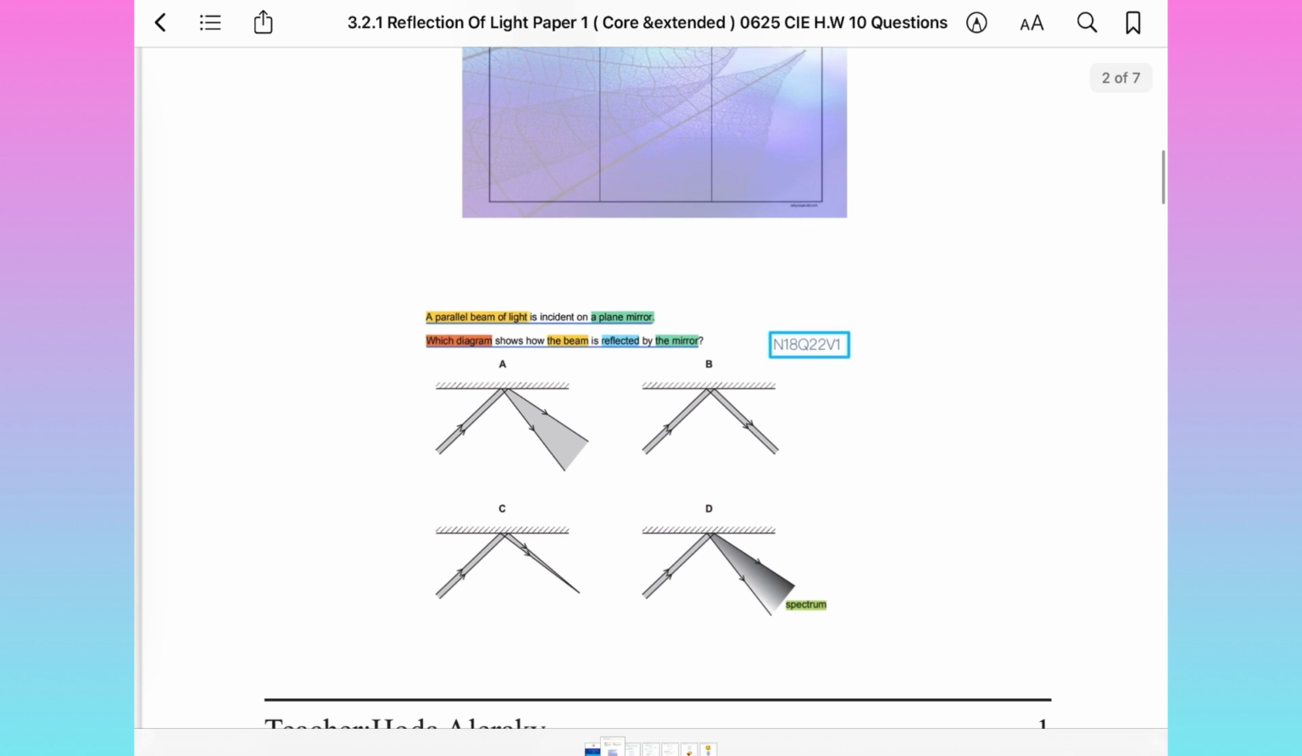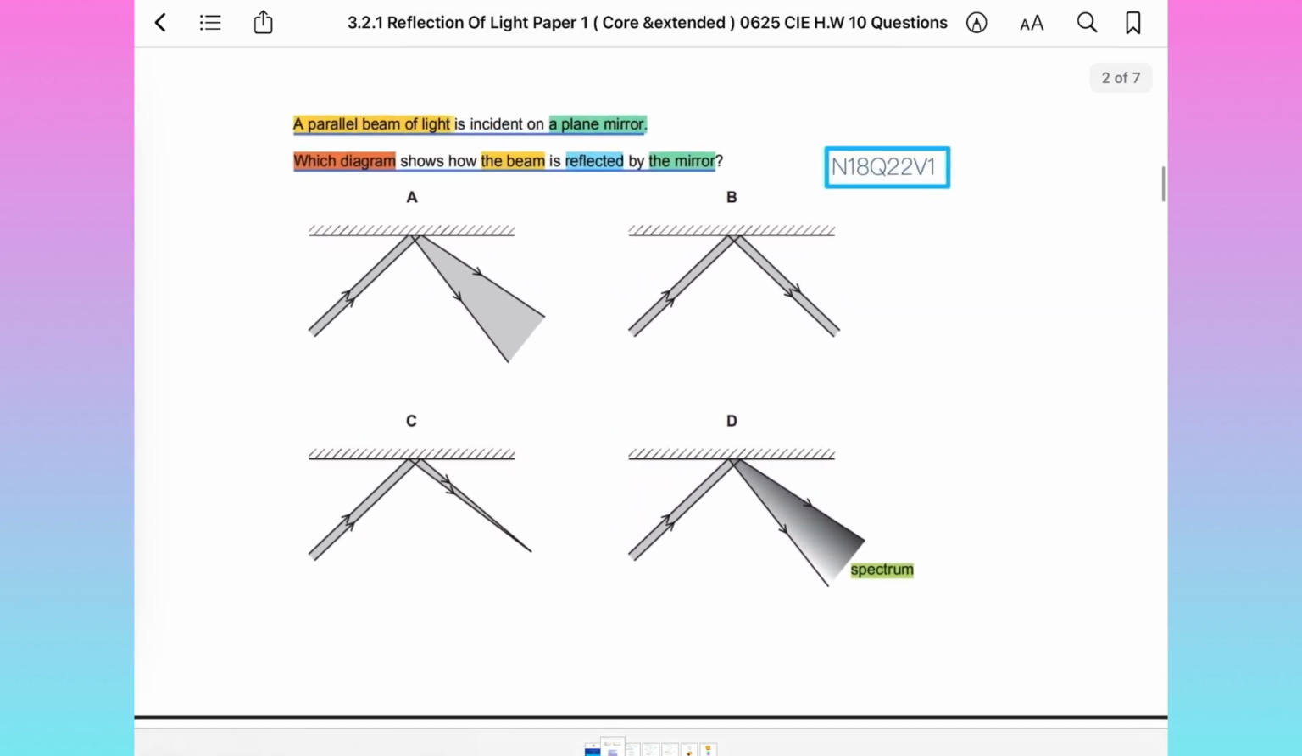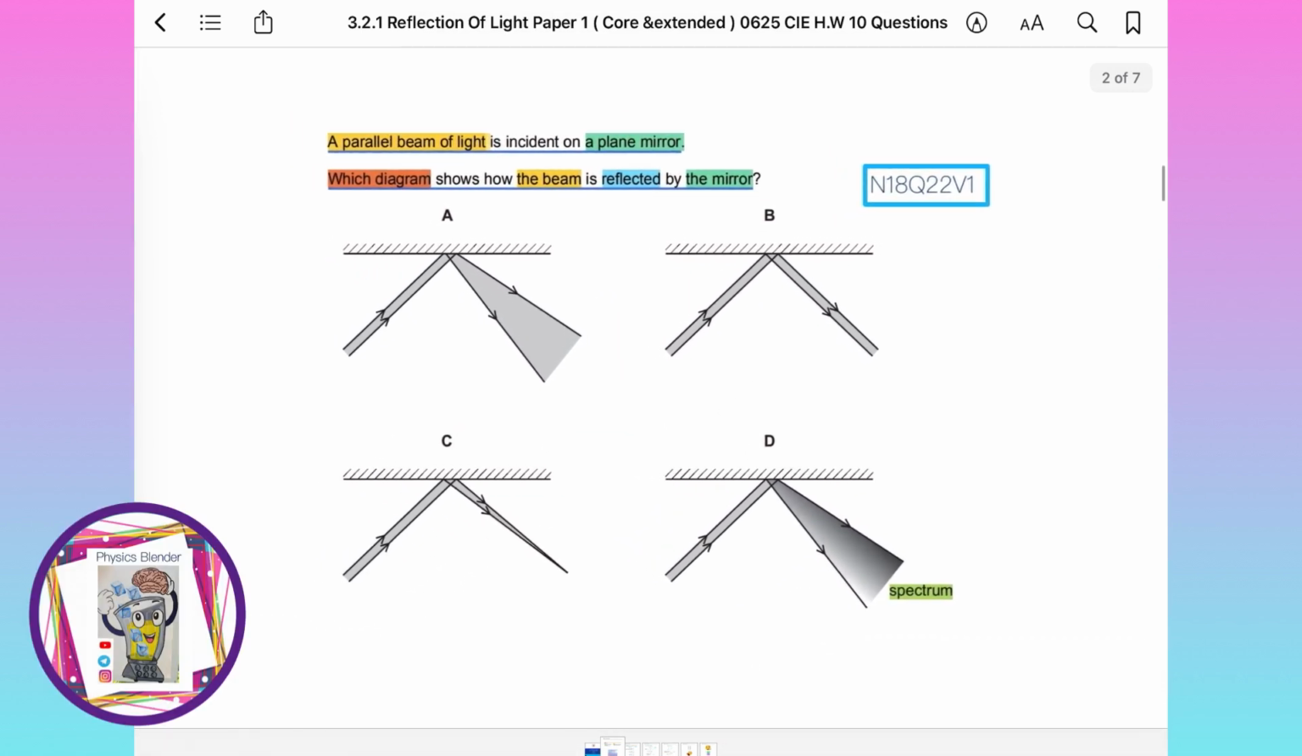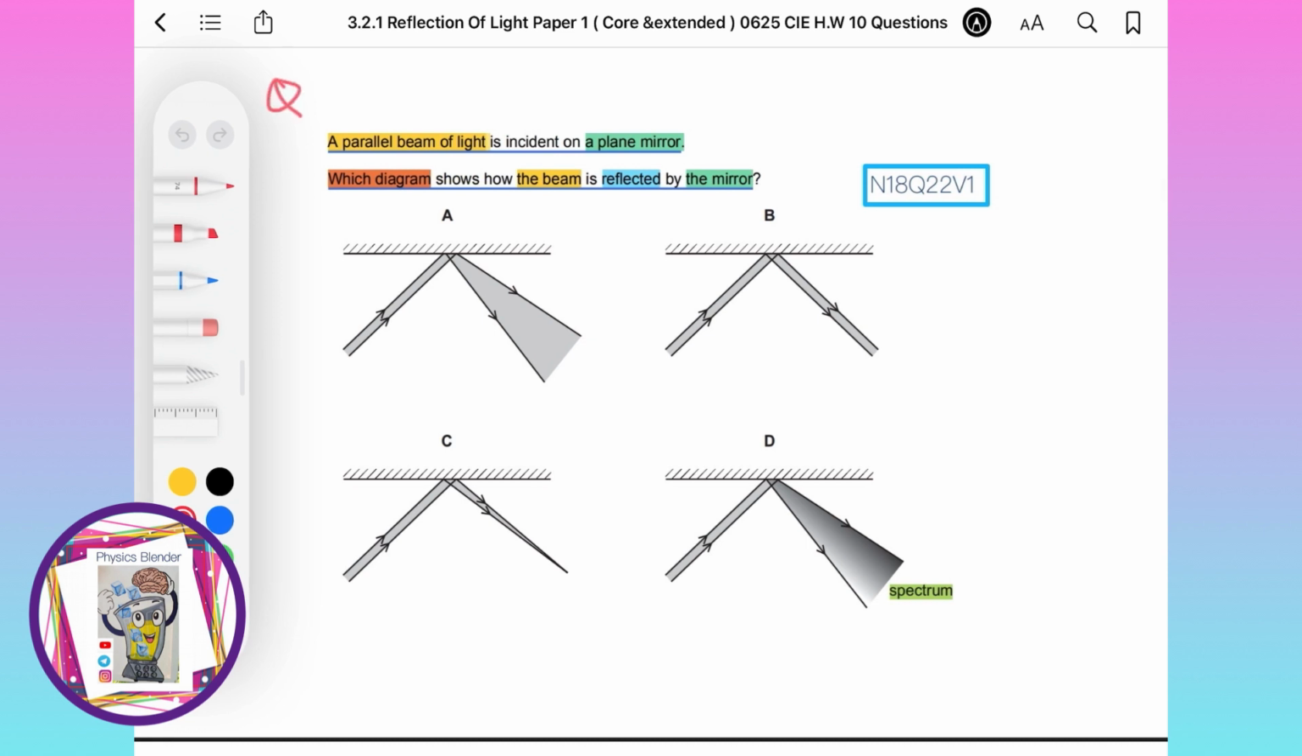Today we are checking your answers, your homework about reflection of light for core and extended candidates paper 1. Question 1 is asking you which diagram is showing how the beam is reflected by the mirror. Beam means group of light rays.